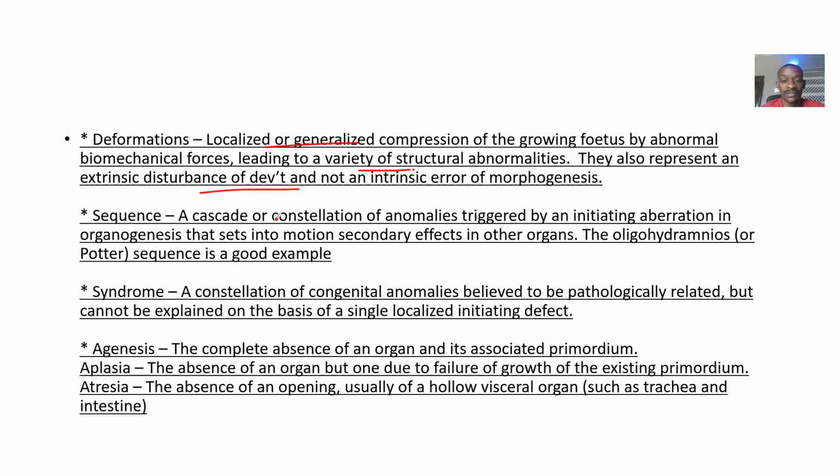Then the sequence. A sequence is just talking about step by step. This thing happened, so this thing led to this thing. One thing led to another. Do you understand? Then the syndrome. Syndrome is like an umbrella. If you say Down syndrome, there are so many things that comprise Down syndrome. So syndrome simply means so many things compiled together and called by one name. Agenesis is when there's a complete absence of an organ.